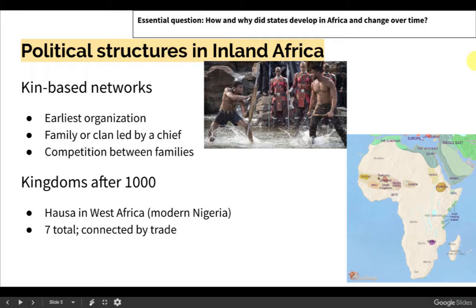The riches of international trade motivated leaders to develop political and economic systems to fully participate in the trade. This group of seven states lacked a centralized government, but cooperated with neighbors who focused on specialized economic production and connection to Eurasia through the Trans-Saharan trade network. So as you can see on the map down here, the Hausa states, remember there's seven of them, are right about here.